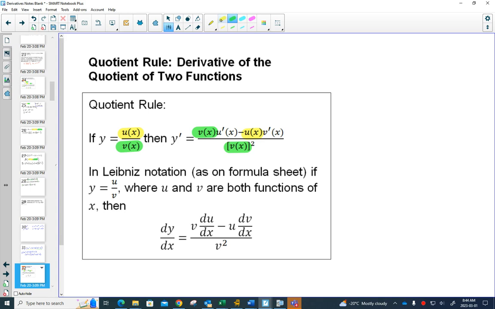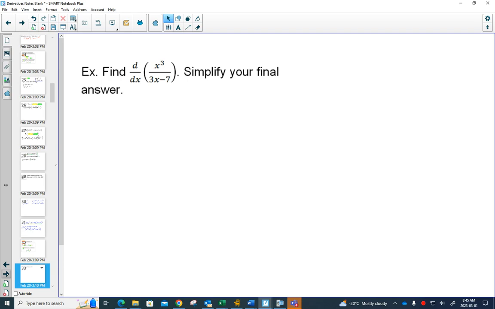And in other notation, if you wrote it as just a u divided by just a v, we could color code the same way. We keep the bottom the same, multiply by the derivative of the top, then subtract, keep the top the same, multiply by the derivative of the bottom, over the bottom squared. And then we can have fun.